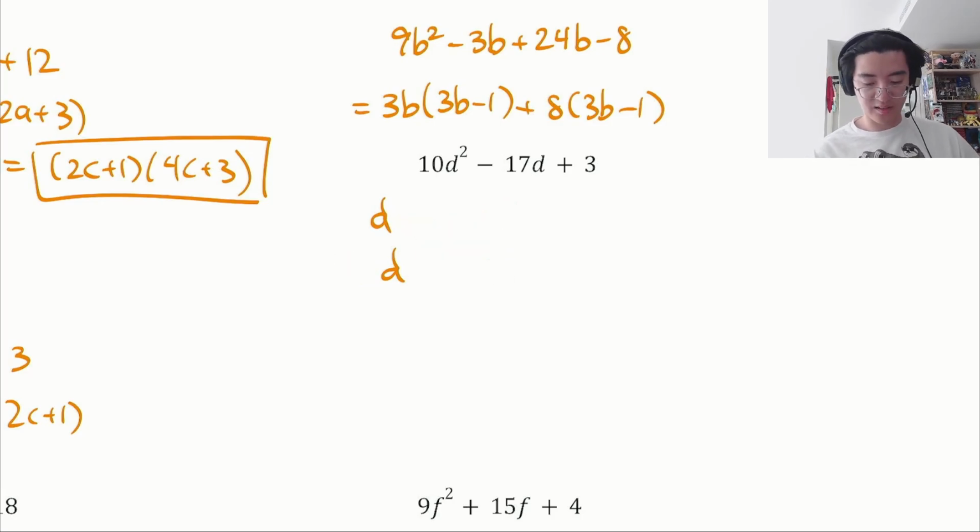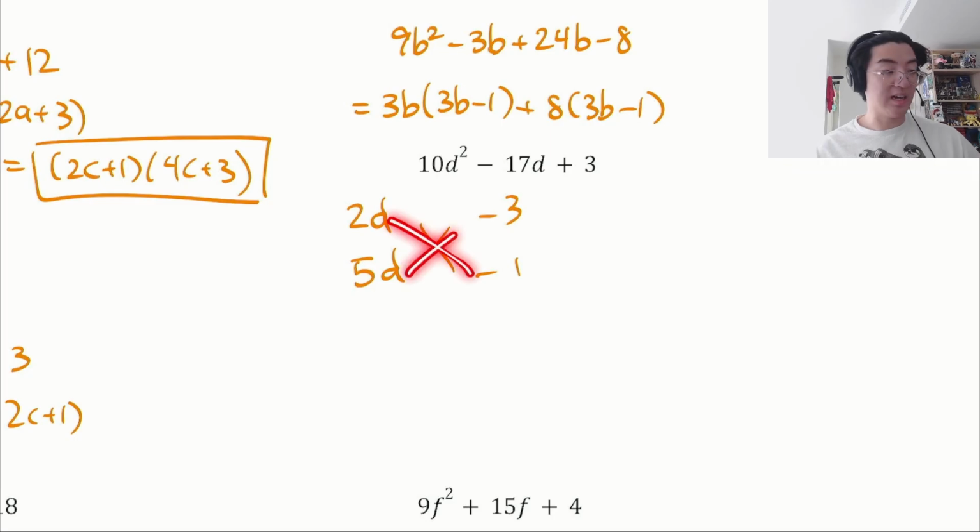Okay, so those two factors are not right. Let's check 2 and 5. Negative 1, negative 3. It's negative 6 and negative 5. That's negative 11. That's not it. So it must be negative 3 and 1. Negative 2 and negative 15. That's negative 17.